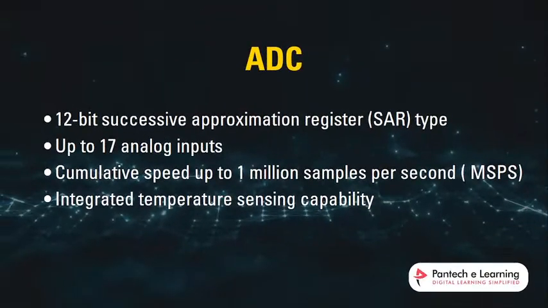And our FPGA has the analog to digital converter on the board itself. We can give 20 channel input as analog input, and we can also get 17 channel output of the ADC converter. The ADC converter has a cumulative speed of up to 1 million samples per second. We can get the digital output at 1 million samples per second. And the ADC also has integrated temperature sensing capability.